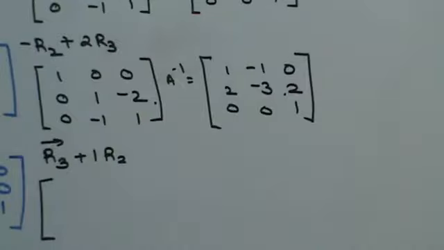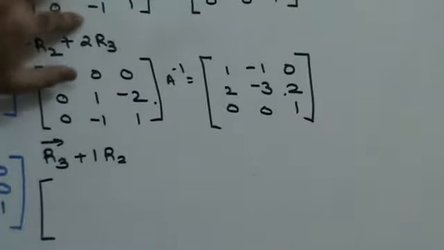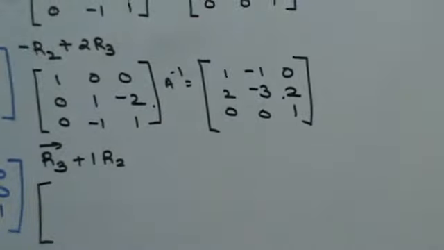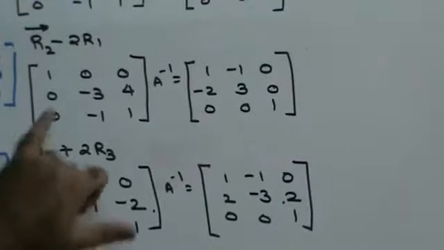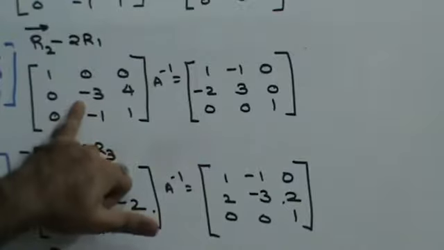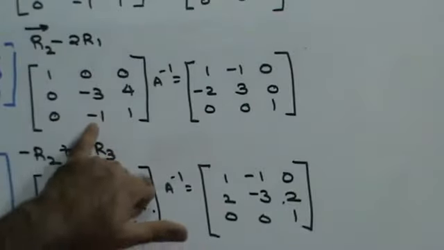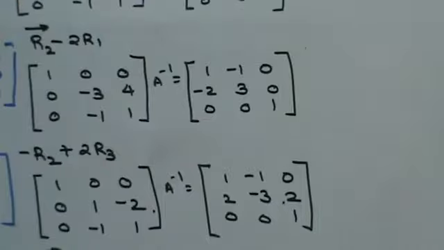Yes, you have a problem? I didn't understand. How did you take R2 plus R3? R2 plus R3, I have 3 and 1. What combination will give you 1? Minus 3 plus? That I understood. How did you take R2 plus R3? I did R2 because I have a minus 3 here. I want 1. What should I multiply 1 with so that I get 1 in this? I can convert 3 into 1. Use that logic.